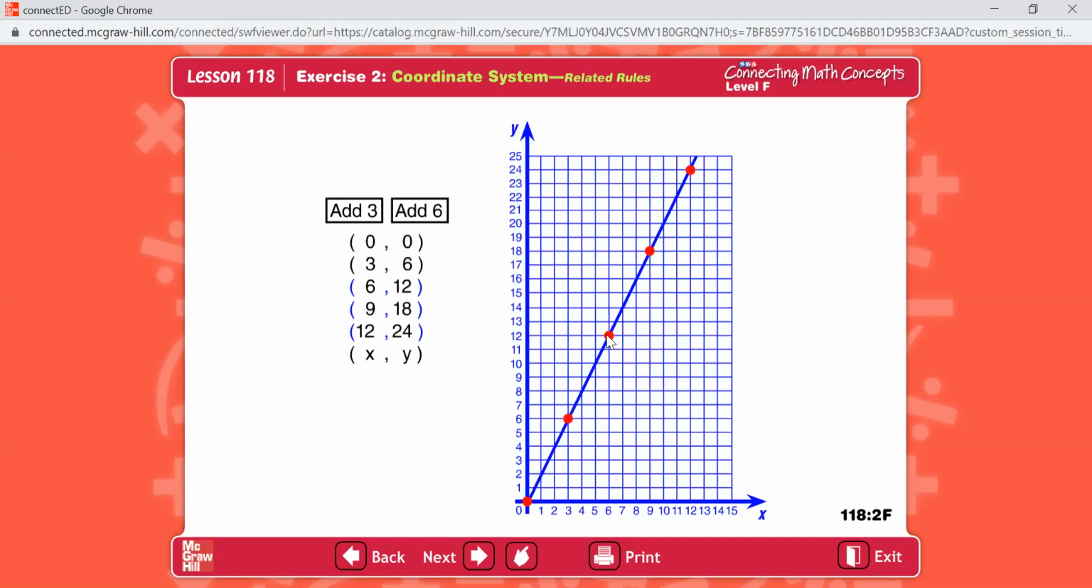So, which is more for this point, the x value or the y value? The y value is more. It's 2 times greater than the x value because 6 times 2 is 12.